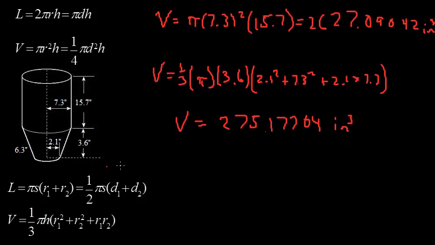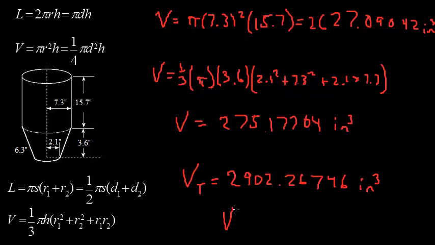To find the total volume of this shape then, we have to add those two together. So our volume total, we get 2,902.26746 units of inches cubed. We can then also round this to the nearest hundredths place. Volume total is 2,902.27 inches cubed.